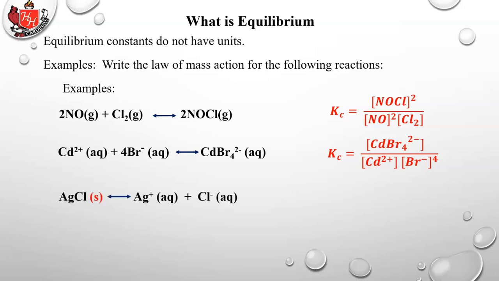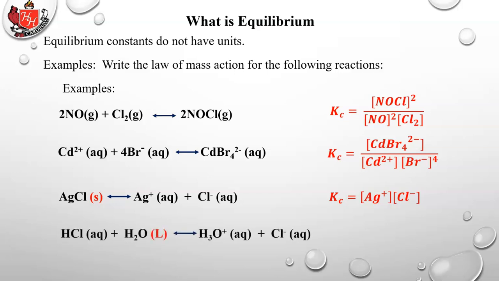Okay, next we have AgCl. We know that is an insoluble solid. So that's a solid, and then a little bit dissolves. Again, this is called the solubility product, which we'll talk about in a later lesson. So it's Ag+ and Cl-. They're aqueous, so they go in the numerator, and the AgCl does not appear in the equilibrium equation because it is a solid. One more, HCl, one we saw earlier. H2O is a liquid, everything else is aqueous, so everything else appears in the law of mass action, and there it is.